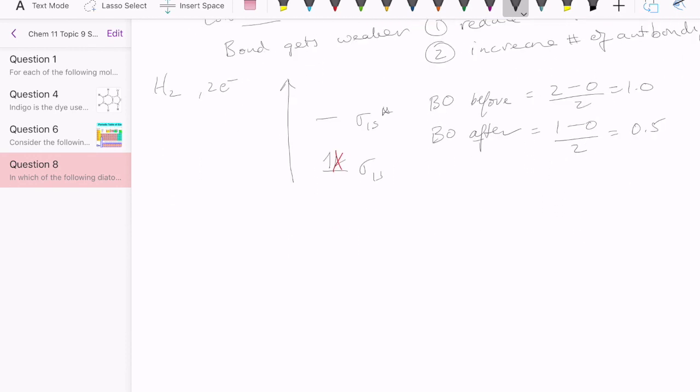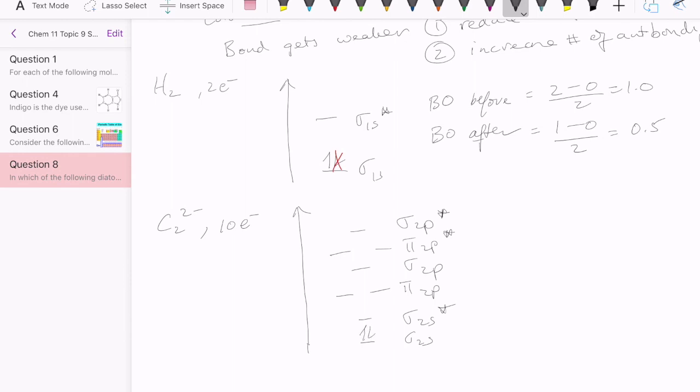Let's take a look at the second species, C2 2 minus. This has 10 electrons, and carbon is a second period element, so you have to remember that there are 2 different configurations that we can draw. For carbon, it would look like this: sigma 2s star, pi 2p, sigma 2p, pi 2p star, and sigma 2p star. That's the energy diagram. Now we place the electrons. So 10 electrons means 1, 2, 3, 4, 5, 6, 7, 8, 9, 10.